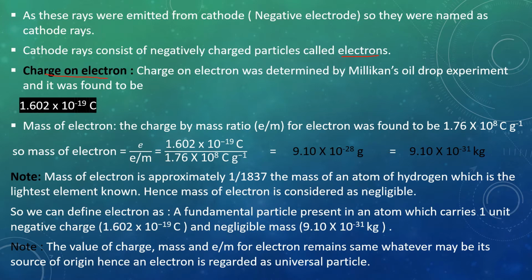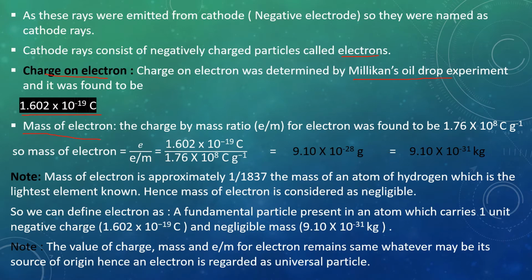Now charge on electron. Charge on electron was determined by Millikan's oil drop experiment, and the charge was found to be 1.602 into 10 raised to power minus 19 coulomb, negative charge. Coulomb is the unit of charge.